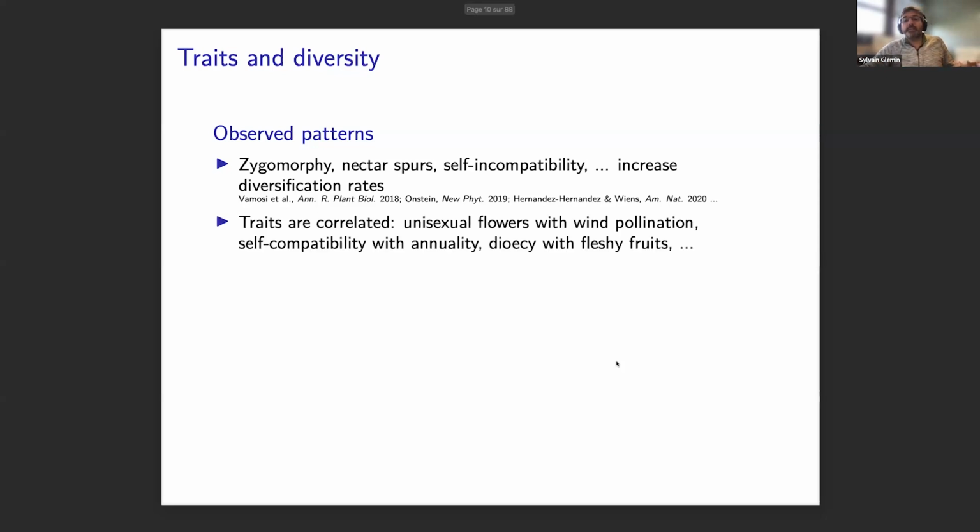But the problem is that these traits are also correlated with other traits. So these pollination and reproductive traits, for example, unisexual flowers are correlated with wind pollination. Self-compatibility and selfing are usually correlated with annuality. Dioecy with fleshy fruit. So it's difficult to know what the possible drivers of species diversity are. And another point is that there are actually many exceptions. So it's difficult to draw a general rule about the link between diversity of reproductive traits in general and species diversity.